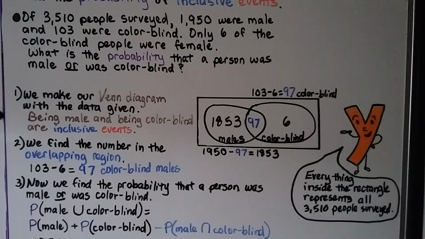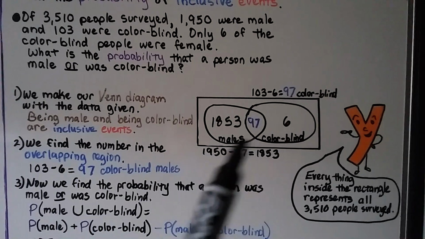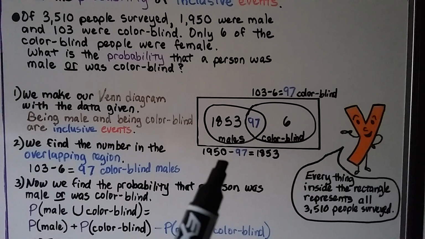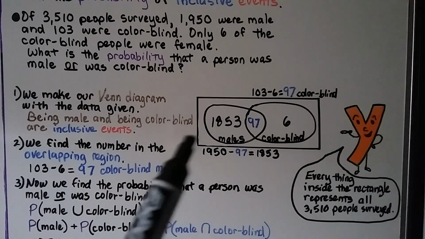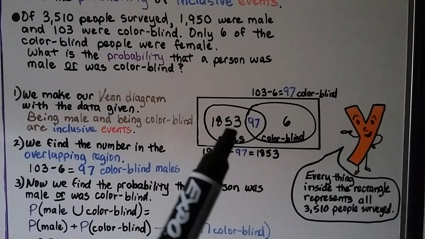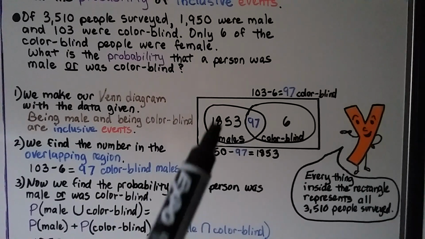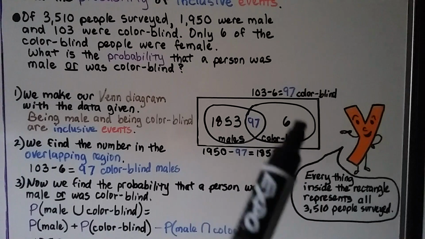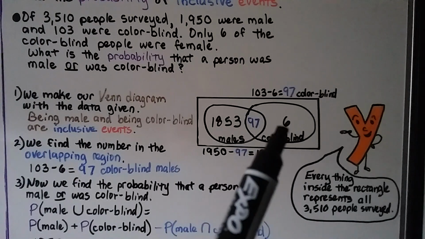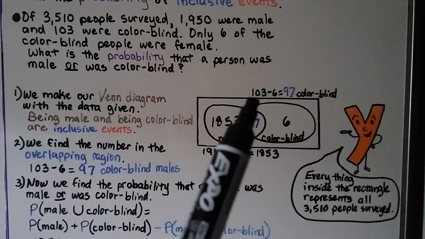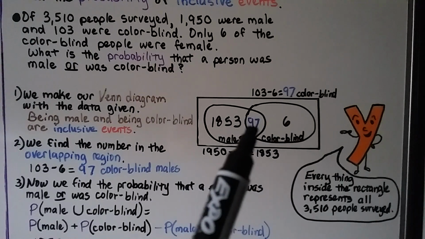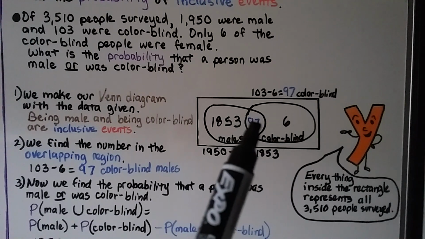We make our Venn diagram with the data given here. And being male and being colorblind are inclusive events. So everything inside this rectangle represents all 3,510 people surveyed. We have 1,950 that were male, and we had 103 that were colorblind. 6 were female, so 103 minus 6 would be 97. So the 97 would go right in the middle, right here.